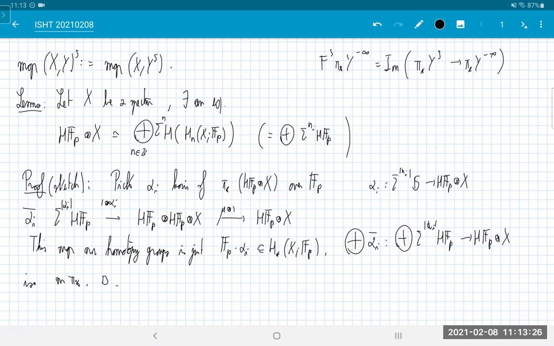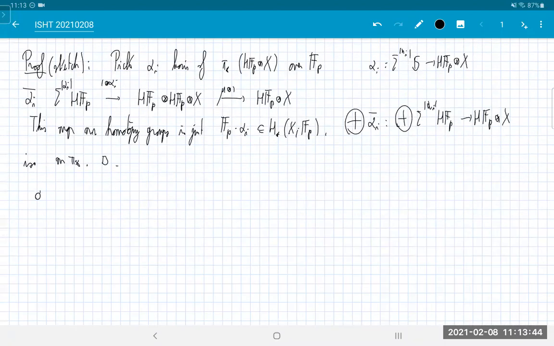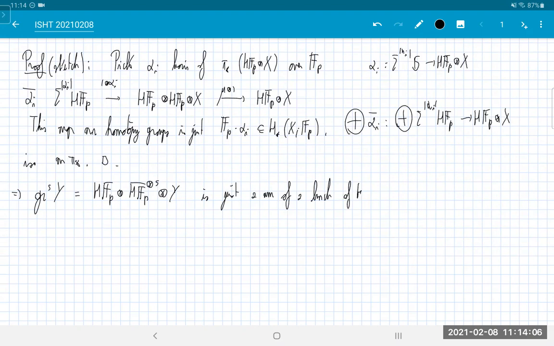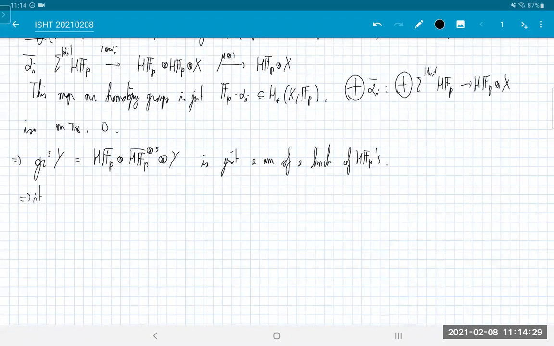Okay, I think I have half an hour. I think I can do both the description of the associated graded and Y minus Y infinity. So why am I doing this? It's because this tells me that the associated graded of Y, remember, this is HFP tensor HFP bar tensor S tensor Y, is just a sum of a bunch of HFPs. In particular, it is P complete.